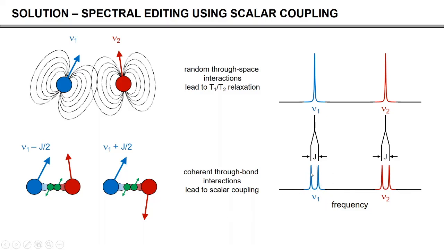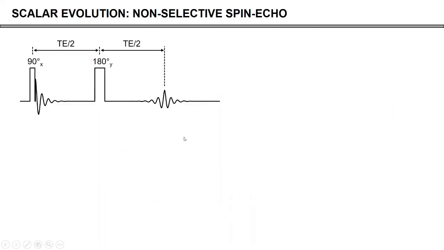Now how can we utilize this effect to separate different metabolites from each other? Well, you need two ingredients. You need a non-selective spin echo and a selective spin echo. So spin echo is basically a 90-degree delay, 180-degree delay, and then acquire your signal.